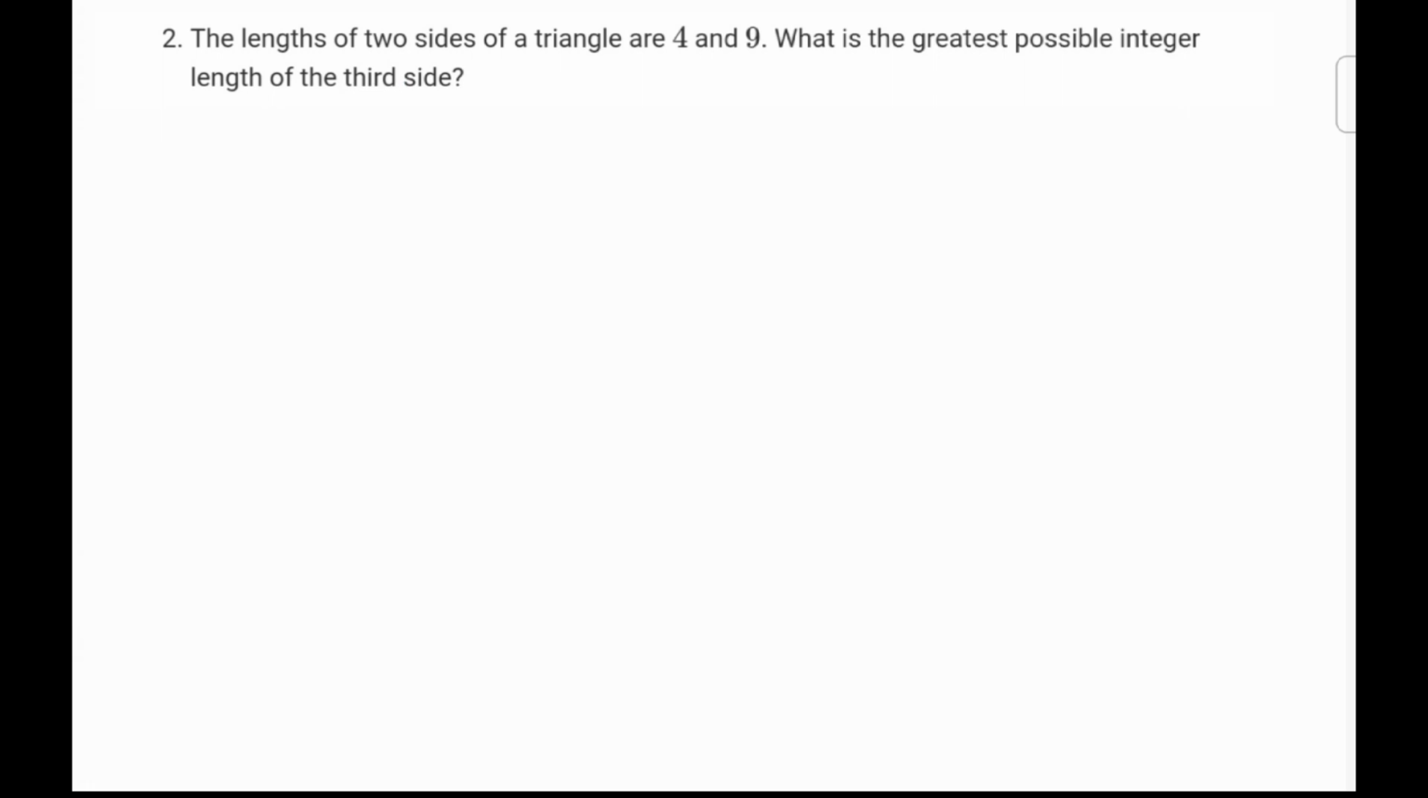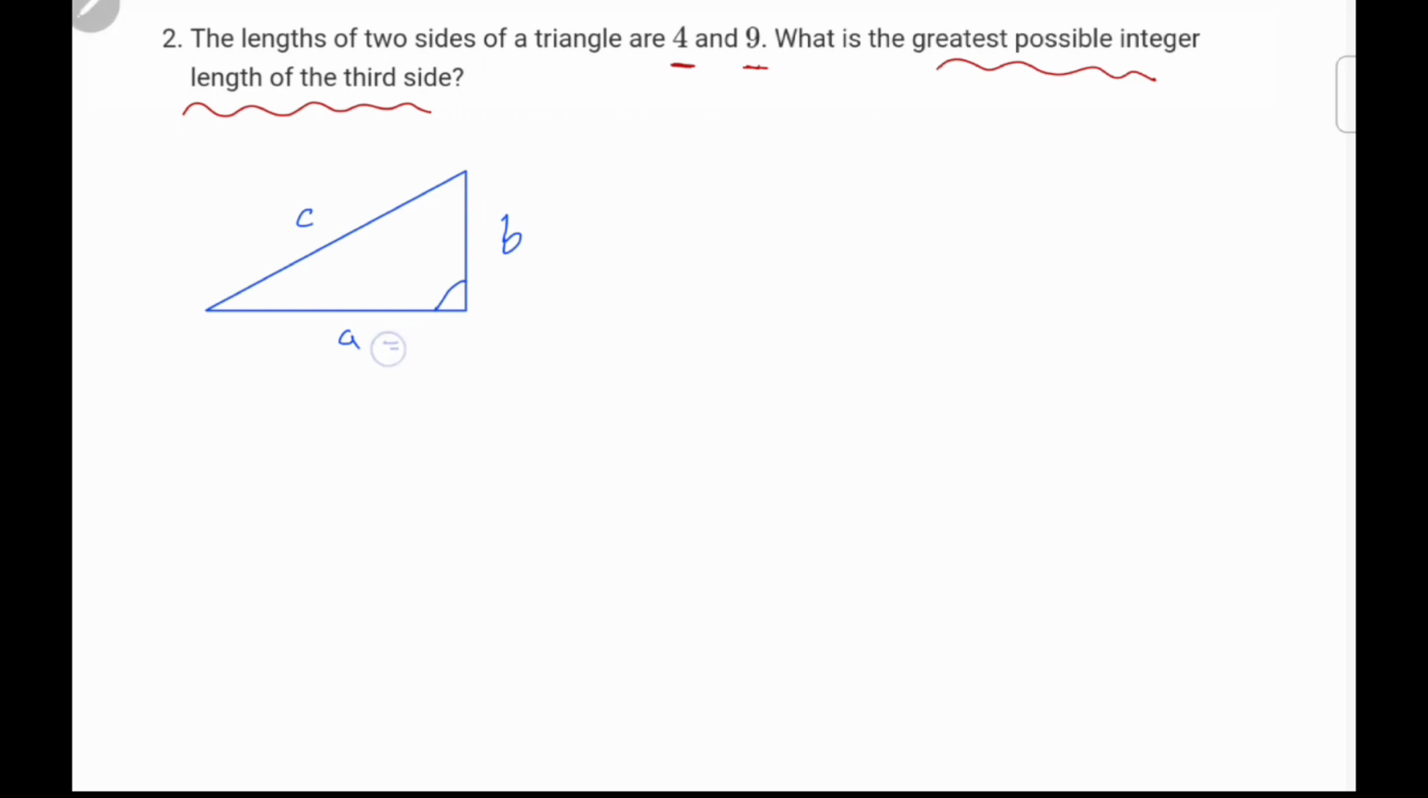Question 2. The lengths of two sides of a triangle are 4 and 9. What is the greatest possible integer length of the third side? So let's draw. The best thing to do first is to draw a triangle. All right, so we have A, B, and C, and this has an angle, not necessarily a right triangle. So A is equal to 4, C equal to 9. We need to find the largest value of B such that A is 4 and C is 9.